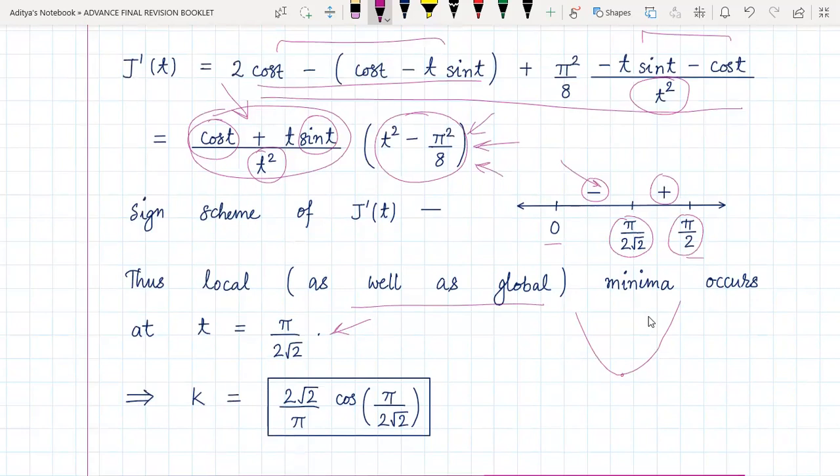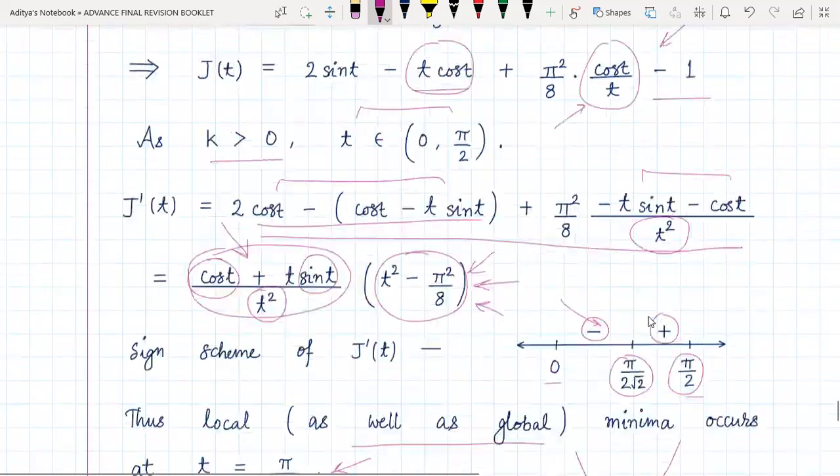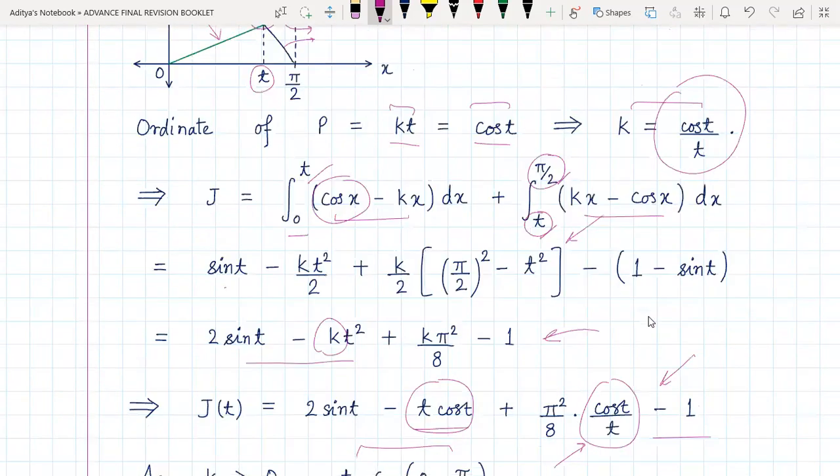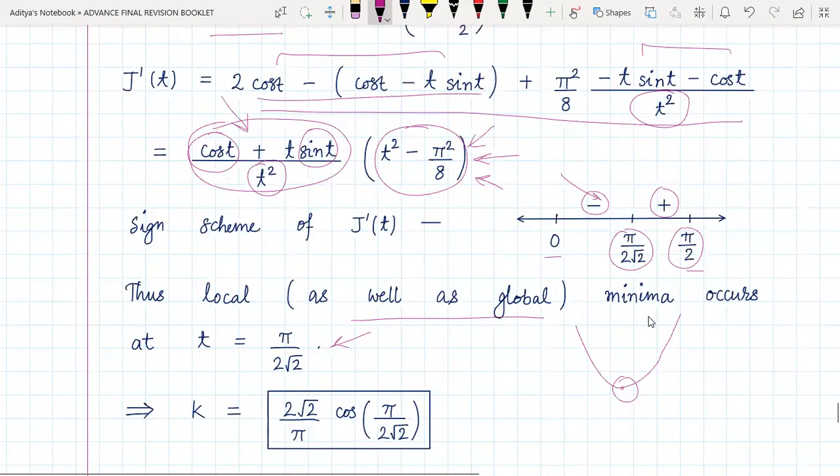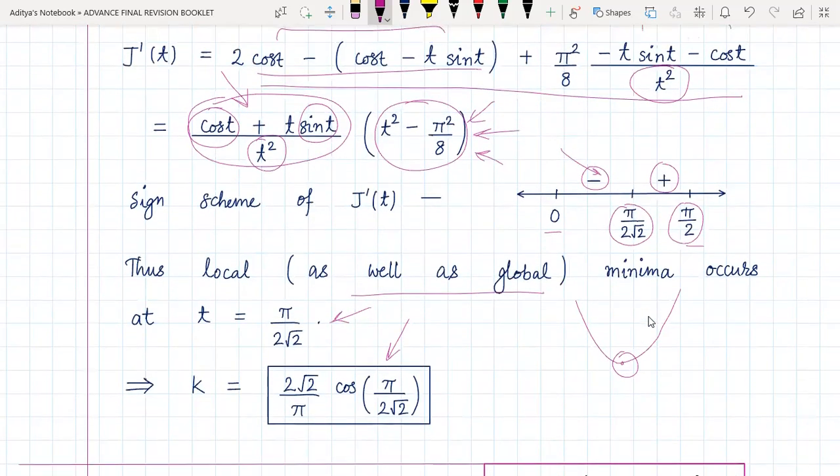So finally this will actually minimize the value of the integral J, and of course k comes out to be the quantity cos t by t, just like we had defined. And for minimum, t would be equal to pi by 2 root 2, that we substitute in there, and we get our final answer. So I really hope you were able to understand this logic, and quite a simple question, but yeah, we did have to think of the step where k was converted in terms of t. Probably that was the most difficult part to think about. After that, it's quite standard.